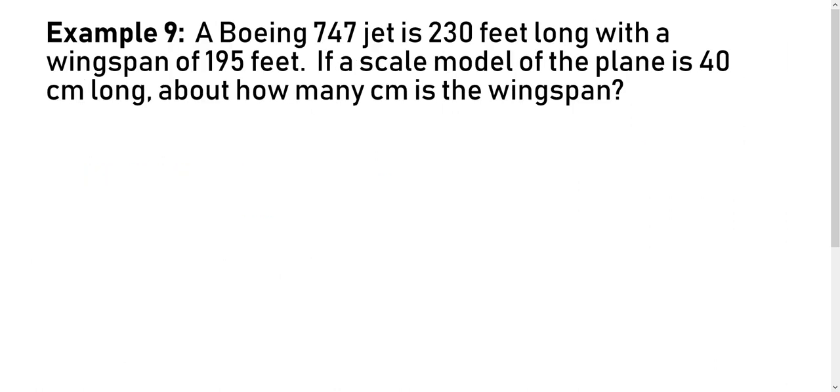Question 9. A Boeing 747 jet is 230 feet long with a wingspan of 195 feet. A scale model of the plane is 40 centimeters long. How many centimeters is the wingspan? Pause. Do the question.